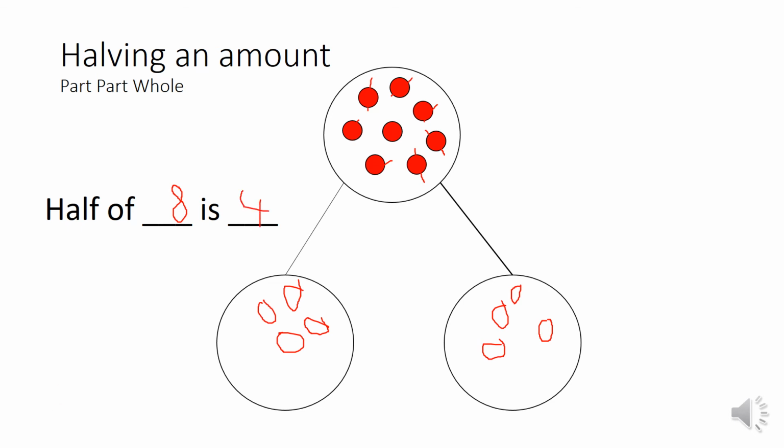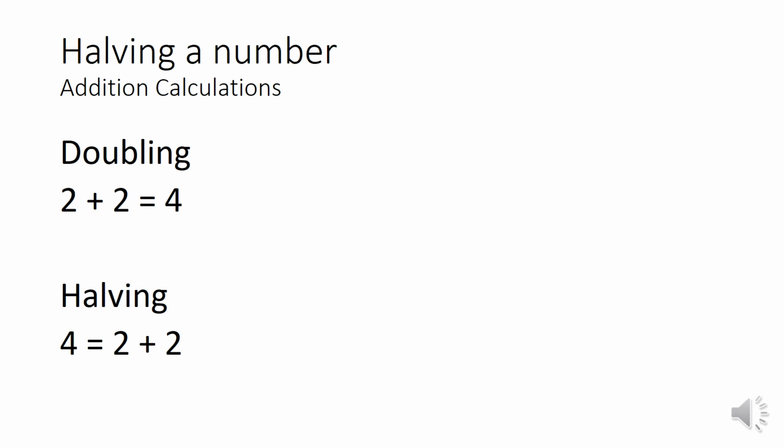Well done, fantastic work. Now, when we're looking at halving, we can also use addition calculations, just like we did on the last day with our doubling. But when we do doubling, we are doing 2 add 2 equals 4 because we've got our two groups and we're making it into one group. But when we're doing halving, we have to flip that around. And we haven't seen this before, so it could get a bit confusing.